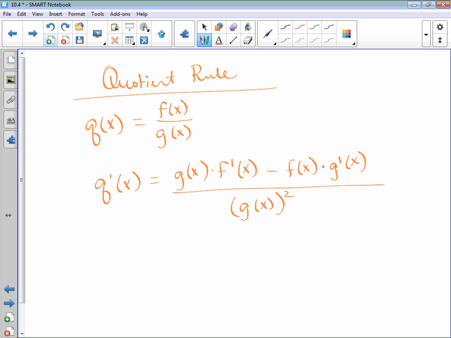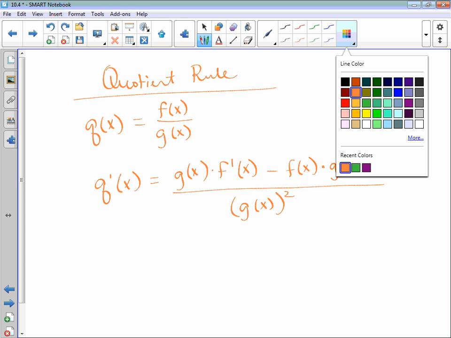Quotient makes sense. We'd have a denominator left in our answer, right? Okay. You can absolutely just memorize that the way it is.